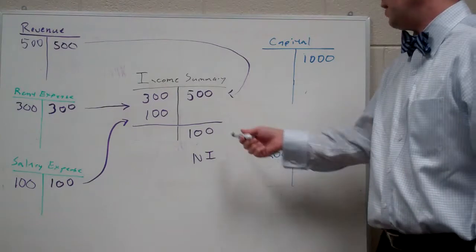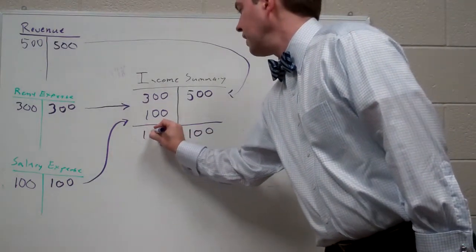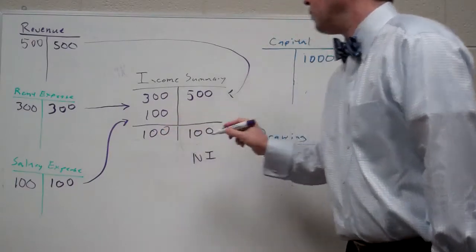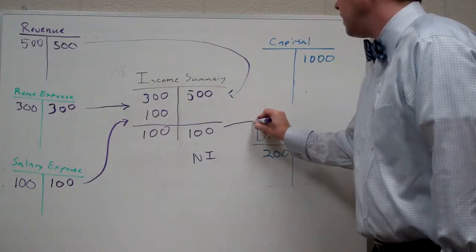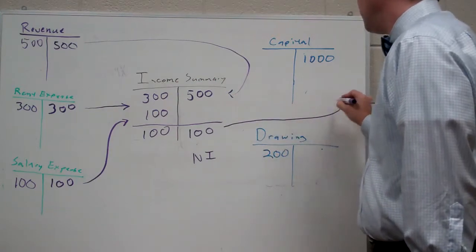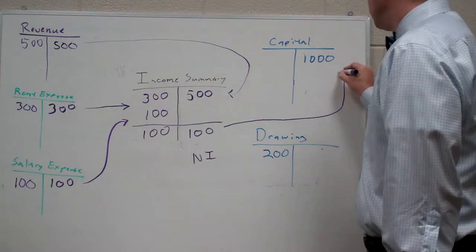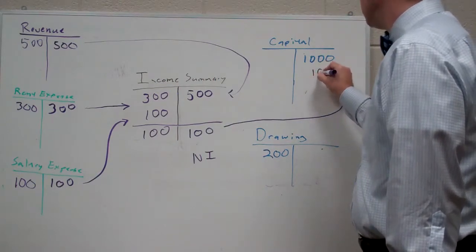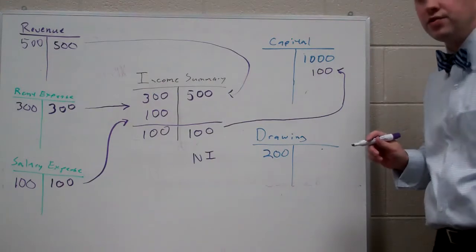Now, we can't leave that $100 in there though. We've got to close out the income summary account as well. We do that with a debit. And if we debit income summary, then we need a credit to the capital account for $100.